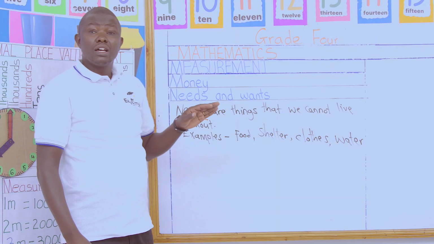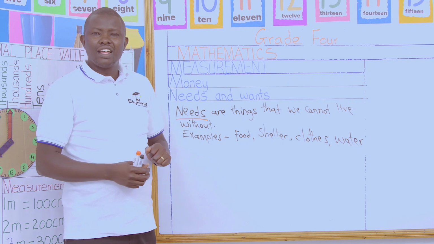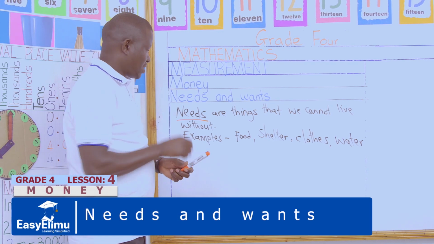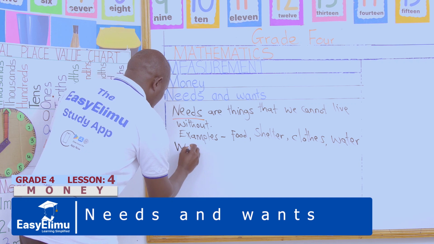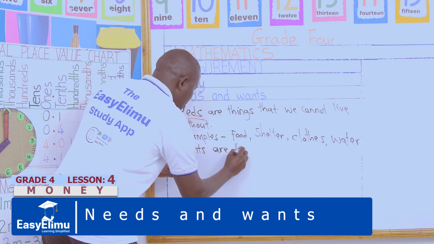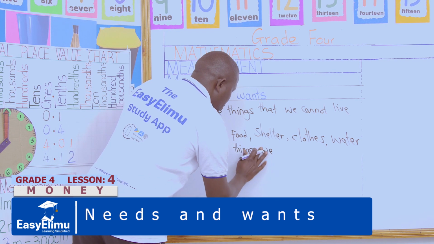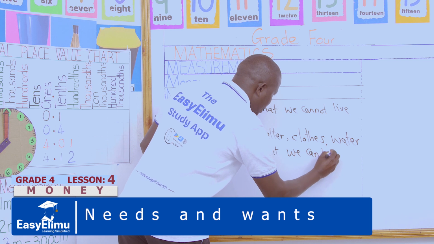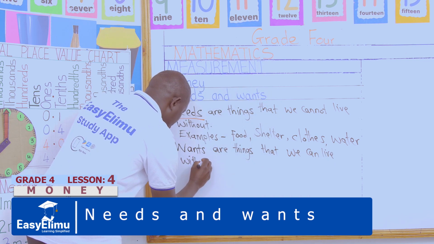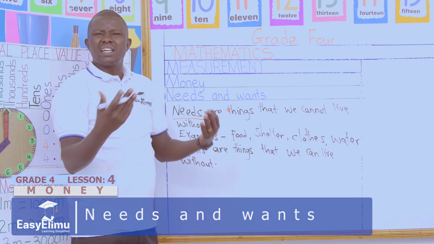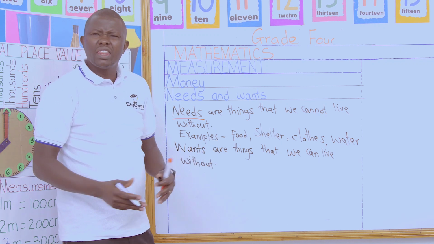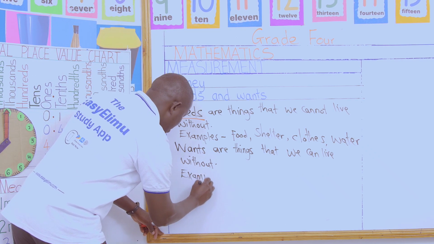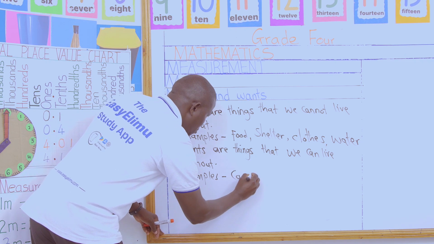So things that we can live without, even though we have them, but they are not very necessary, we call them wants. So wants are things that we can live without. In other words, we have them, but it's not a must to have them. We can live without them, even if we have them. We have given examples: a good example is a car, a mobile phone.